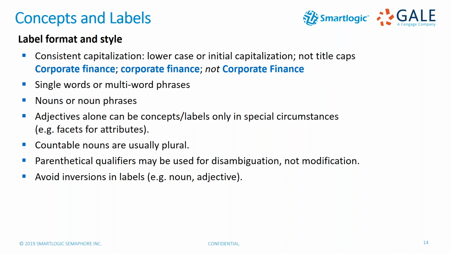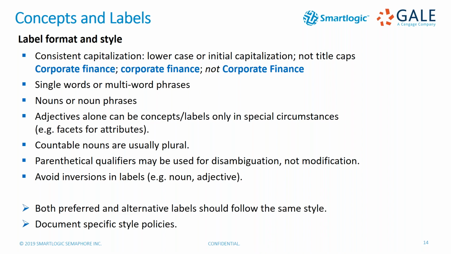Labels can be single words or multi-word phrases, and generally they are nouns or noun phrases. Adjectives alone are used in certain circumstances, such as facets or attributes. You might have a list of colors, for example, and then colors are adjectives, and that's okay. Countable nouns are usually plural, and the reason for this is because a single concept is tagged to multiple content items. The idea is here you're going to find multiple things with this name, and therefore it would be plural. You might have parenthetical qualifiers to disambiguate between words of the same spelling with different meanings. And we should avoid inversions, noun, comma, adjective, in preferred labels at least, because that's not necessary. It should be just straight language, although you might see that in a printed index. But our content is digital now, and it can be searched.